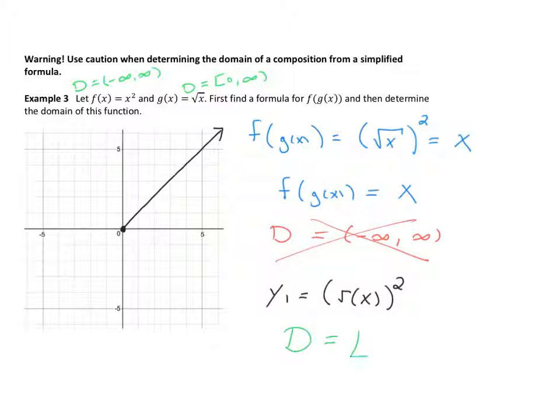The domain is everything from 0 to infinity. So what happened? What went wrong here? I put this warning at the top. You have to use caution when determining the domain of a composition when you simplify a formula. The reason that the domain is from 0 to infinity is because you first have to put numbers through the function g, which is the square root of x.